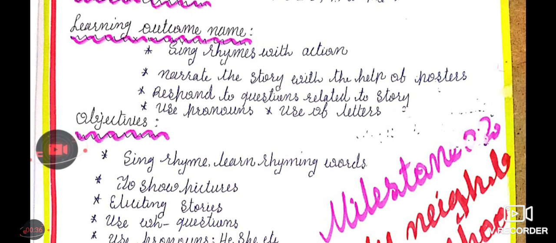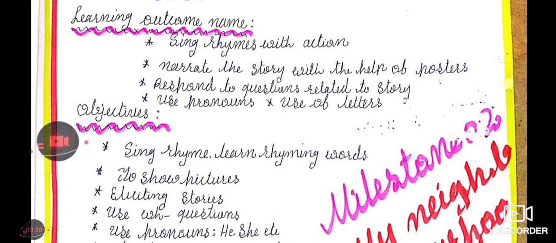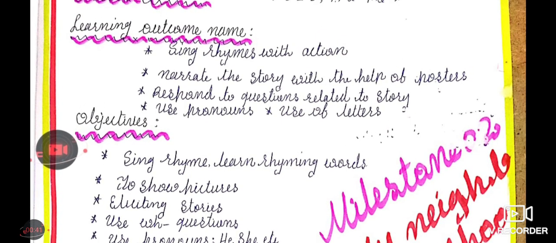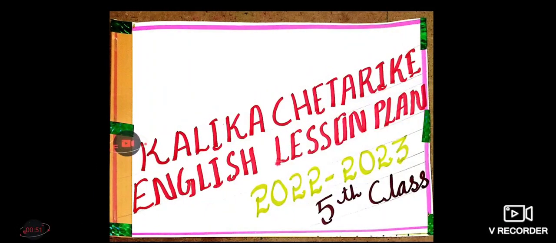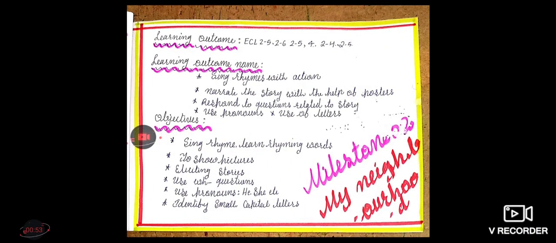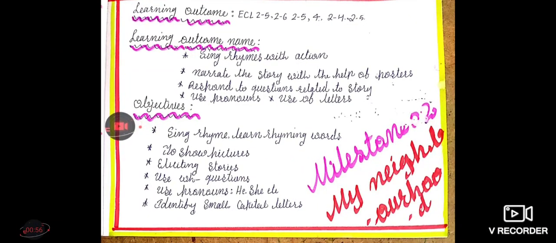Objectives related to these learning outcomes: first, sing rhyme, learn rhyming words. Next objective, to show pictures. Third objective, eliciting stories. Fourth objective, use WH questions. And next, use pronouns like he, she, it, etc. Next objective, identify small capital letters. This learning outcome has been chosen from milestone number 2, my neighborhood.